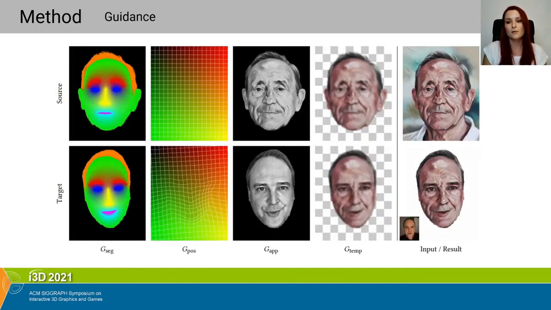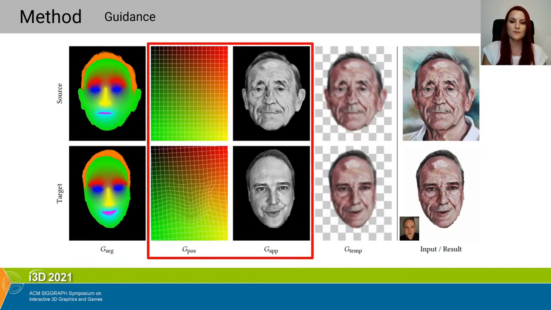In the Fisher et al.'s approach, four guiding channels are used to drive the synthesis, and their computation takes tens of seconds on a desktop. We reduce this guidance to positional and appearance guides that are essential for semantically meaningful style transfer and identity preservation. We also propose how to change the computation of these two channels to be possible to generate them on the fly and achieve real-time style transfer.